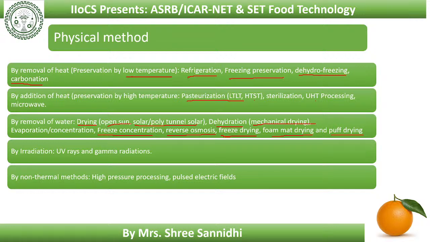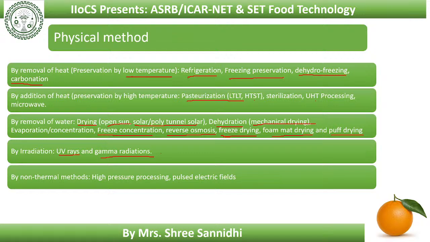Next is by irradiation. So in irradiation we use UV rays and gamma radiations to kill the microorganisms. So previously also we saw that cobalt 60 and cesium 137 is used for gamma irradiation.